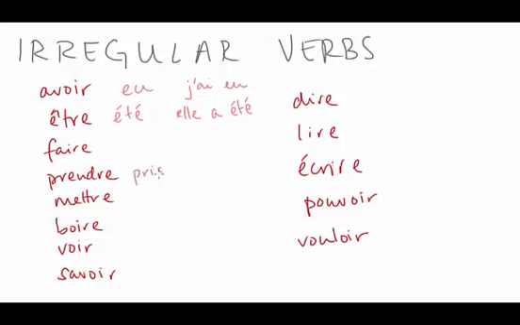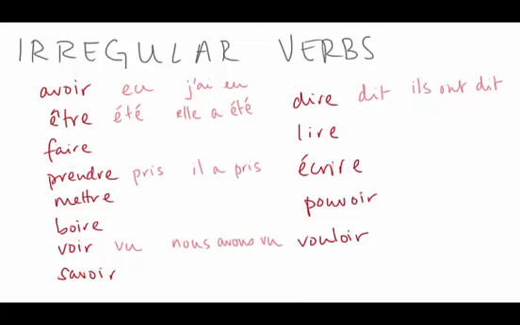Prendre is pris. Il a pris son vélo. He took his bike. Voir is vu. Nous avons vu des oiseaux. We saw birds. And then dire is dit. Ils ont dit qu'ils vont être chez eux. They said that they would be at their house. Okay, so these are just a few. I'll post more irregular verbs in the description.